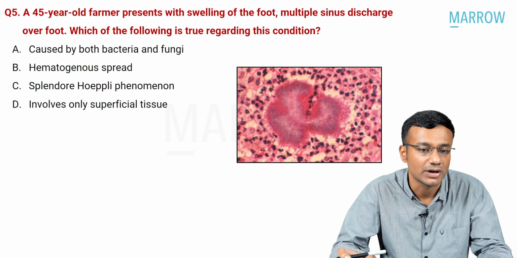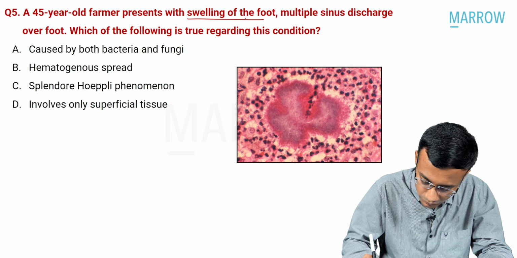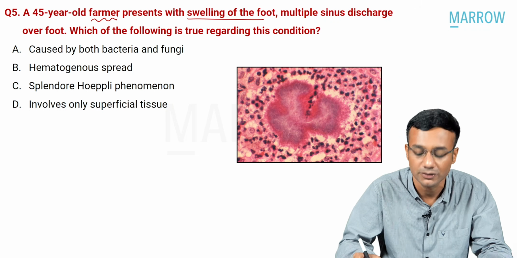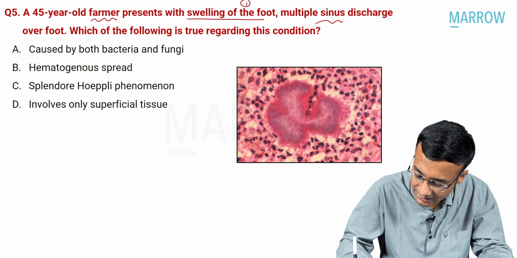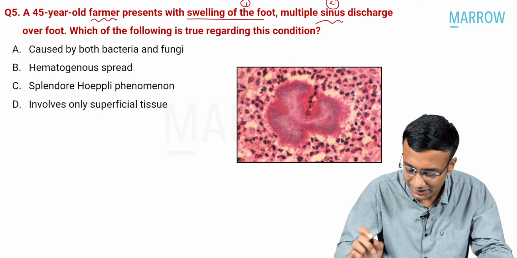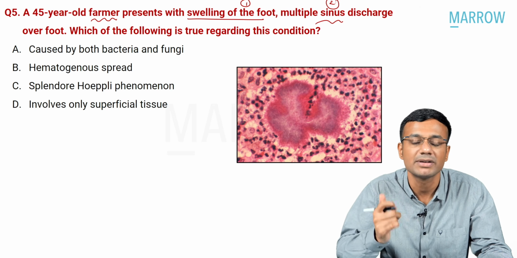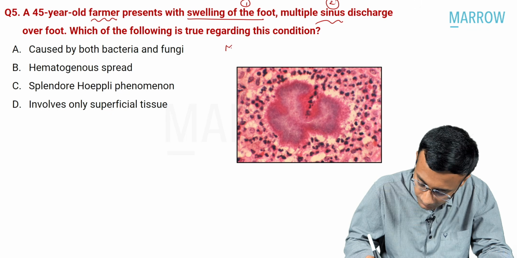Question number 5. A 45-year-old farmer presents with swelling of the foot. So we have a farmer in the question again, with swelling of the foot, presenting with sinus formation. Which of the following is true regarding this condition? As I mentioned in the previous question, when this farmer has swelling and sinuses, think about mycetoma.